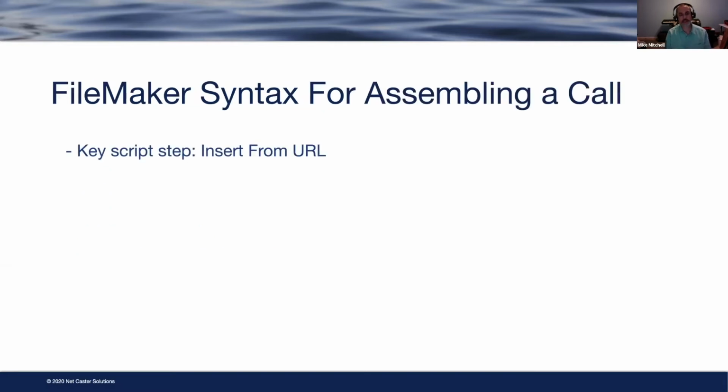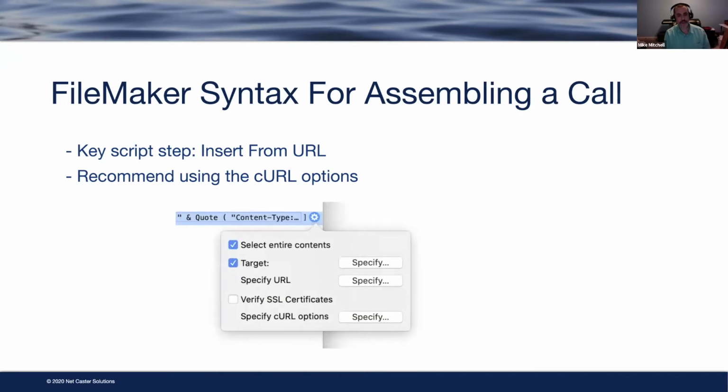Okay, so the key script step, like I mentioned, is going to be your insert from URL script step. I recommend that you use the curl options with that script step because number one, curl is a universal standard and lots of people understand it. Number two, when we talk about another tool we're going to talk about in a minute, you can actually copy and paste and modify your curl directly from that tool. So if I look here at my insert from URL script step options, there at the bottom you see the specify curl options button, and that is where you will insert your curl.